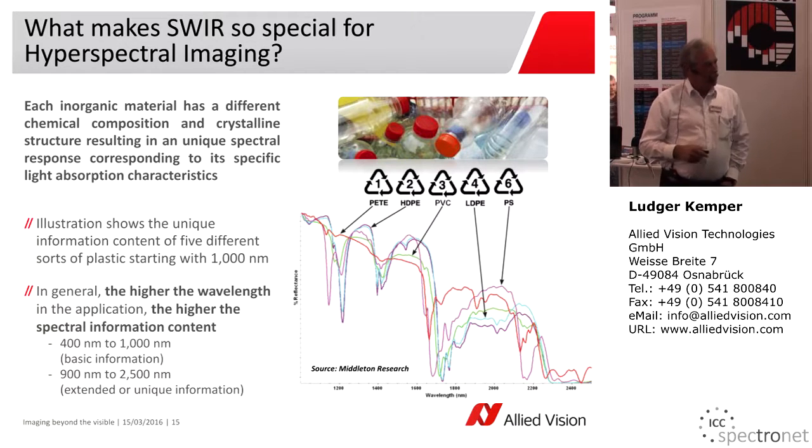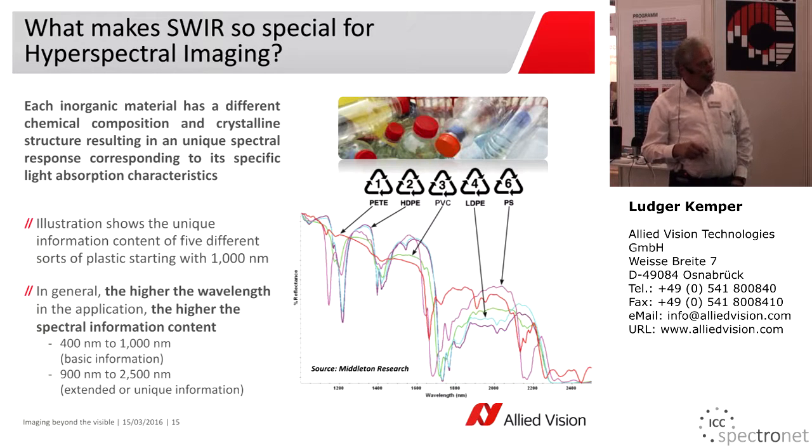Here you see an illustration of 5 different plastics, from 1,000 to 1,700 nanometers. You can detect the different plastics. When you look over the whole range, you can count the minimums and see the difference in the plastic sorts. So over the whole range, you can really separate these different plastic sorts.